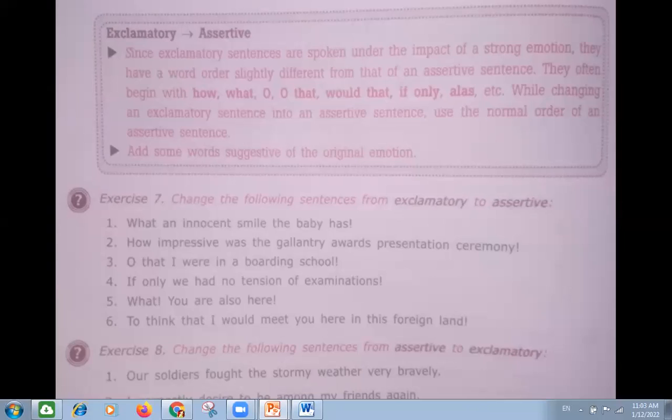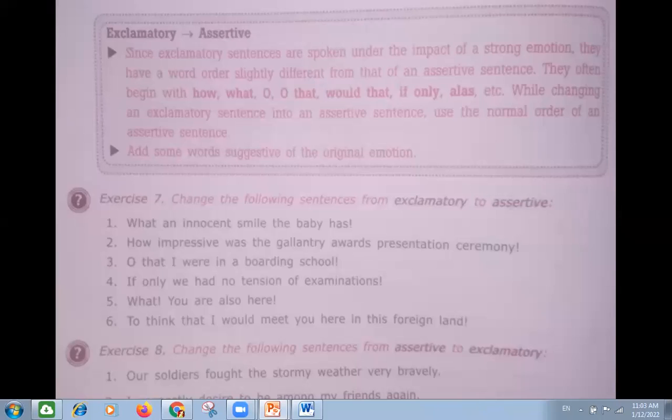What should be the answer of this question, Ishmeet? Sir, what an innocent smile the baby has. What will be the answer? The baby has a very innocent smile. Absolutely correct. Very good. This is very easy.